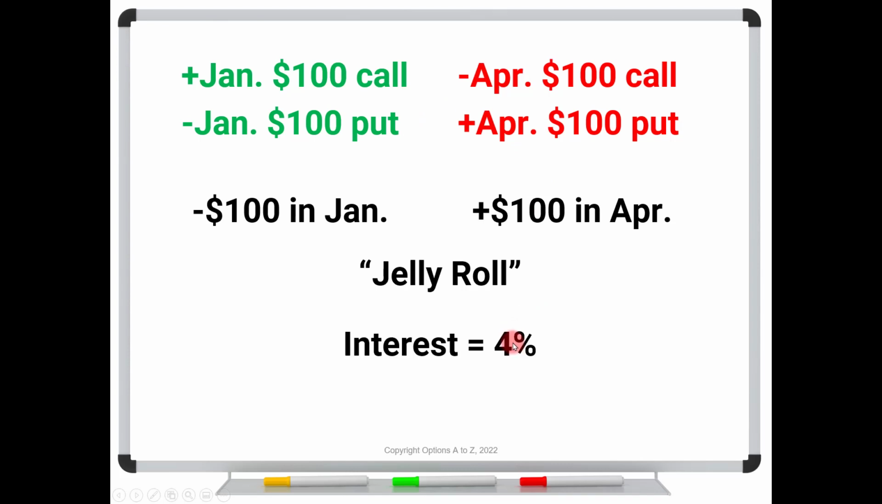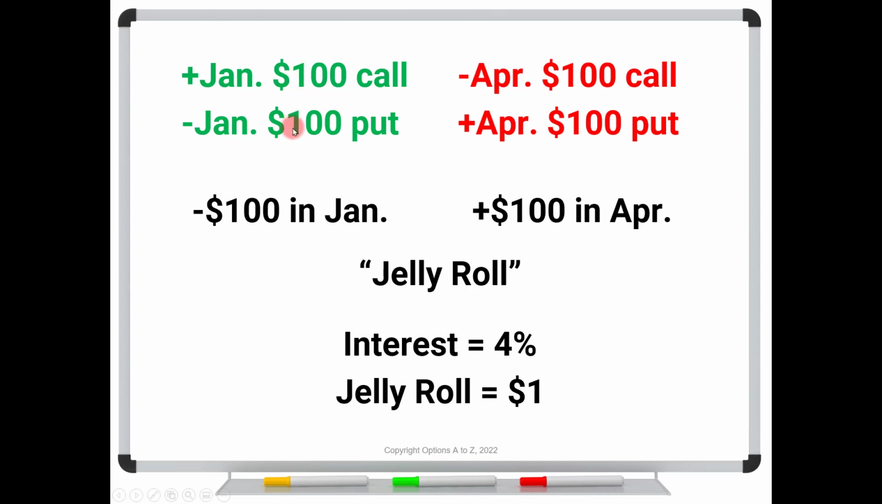Well, let's say that interest rates are 4%, or about 1% per quarter. And that's what we're looking at here, is the difference. There's a 3-month difference between these two. And so 1% per quarter is $100 right there times 1%, or $1. So this jelly roll should actually cost $1. Or we could also say that there is a $1 difference between the April synthetic and the January synthetic.